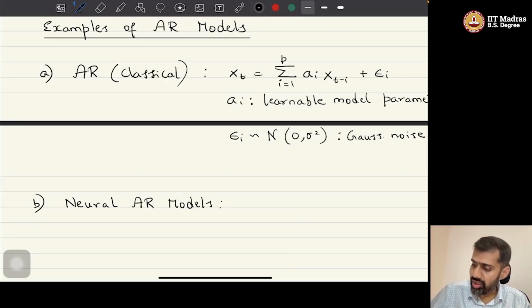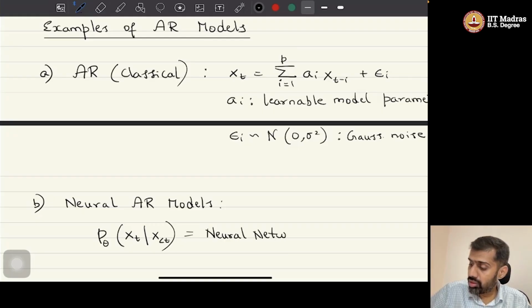So neural AR models, where p theta of x t given x less than t, this is modeled as some neural network which is a function of all the x's that are less than t. So this is the family of neural AR models, and this is trained usually by maximizing the ML estimate, the maximum likelihood objective, using the backpropagation algorithm.